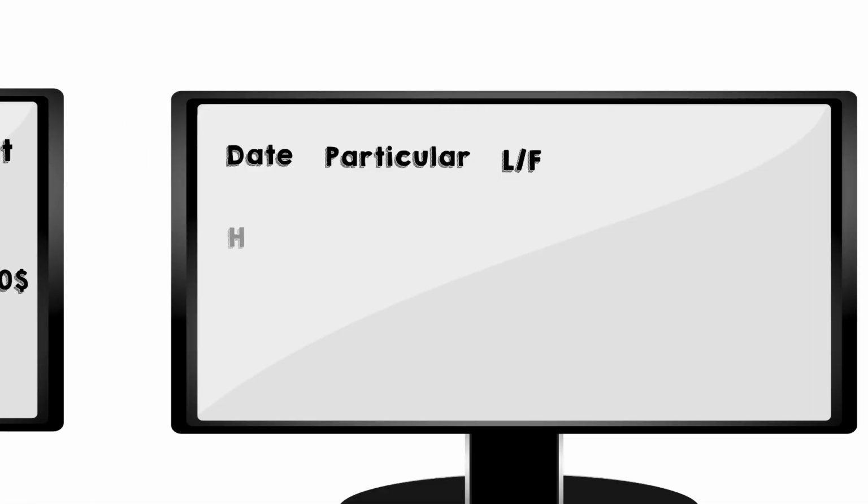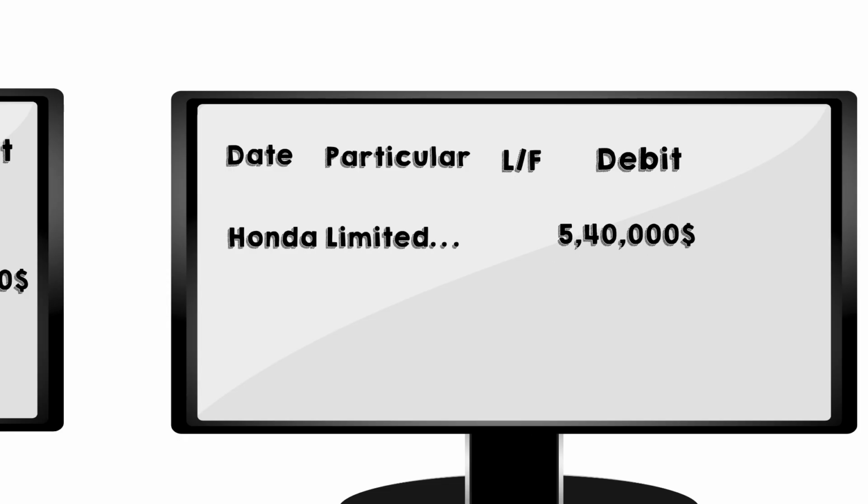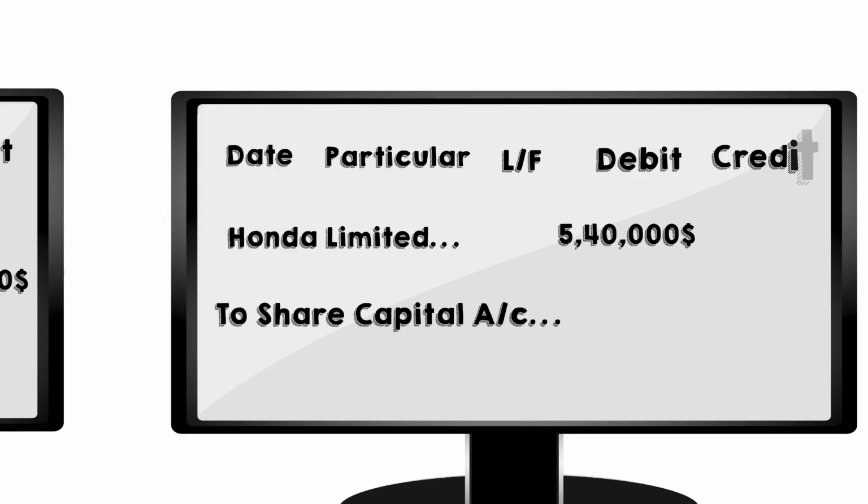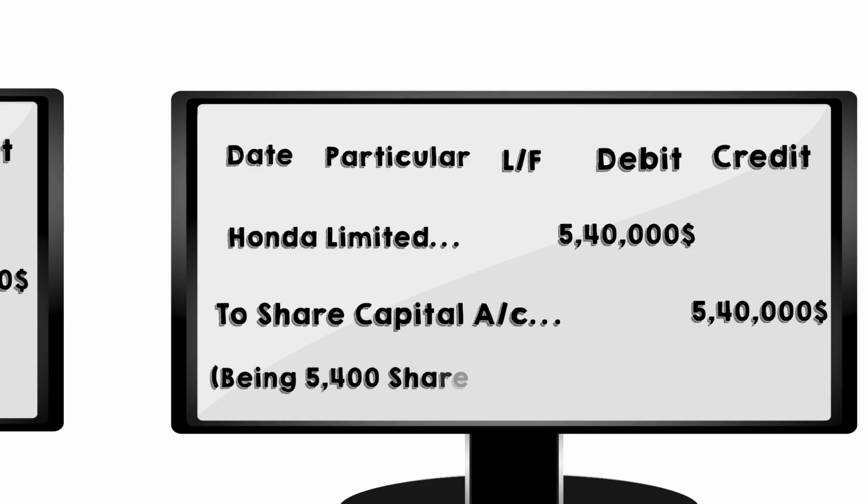Similarly, for Honda Limited, debit, $540,000. To share capital account, credit, $540,000. Being 5,400 shares issued at par.